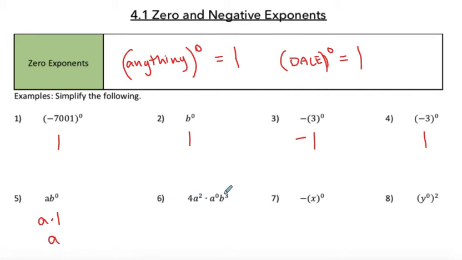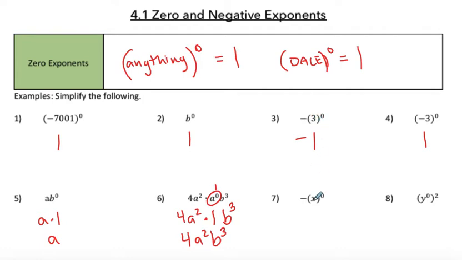Now we're adding some numbers in here. 4, I can bring that down. I have a squared, don't know what that is. A to the 0, that's 1. B to the third, don't know what that is. 4 times 1, I can combine those. A squared, b to the third. So again, I know this is 1, so I can simplify that further.